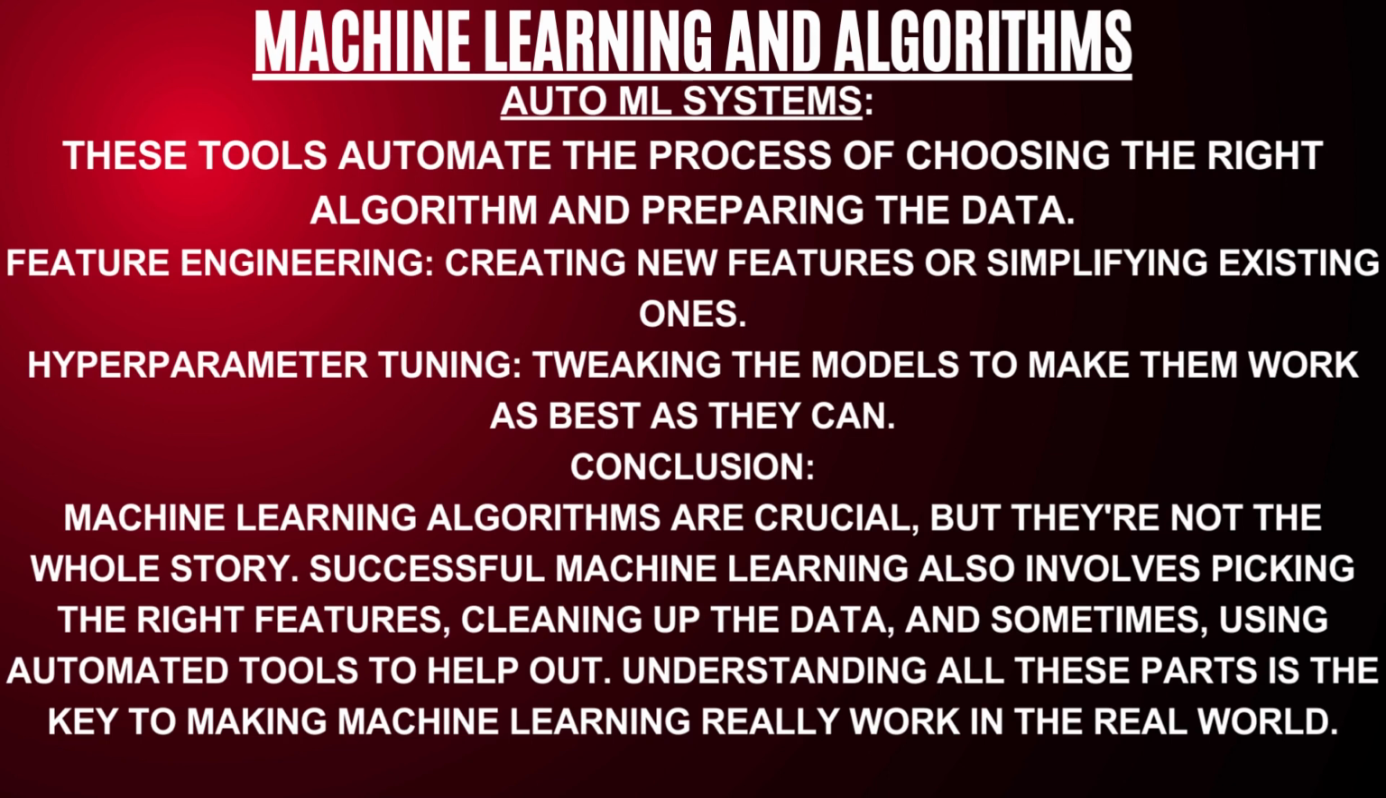So viewers, today what we have learned so far, now we will see what is the conclusion. Machine learning algorithms are crucial, but they are not the whole story. Successful machine learning also involves picking the right features, cleaning up the data, and sometimes using automated tools to help out. Understanding all these parts is the key to making machine learning really work in the real world.